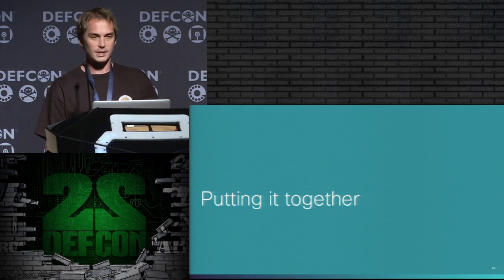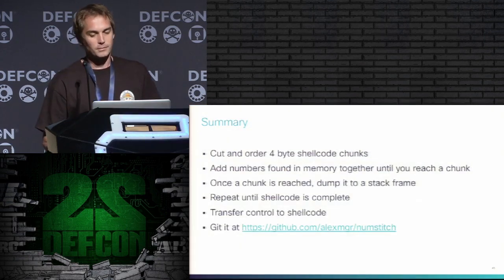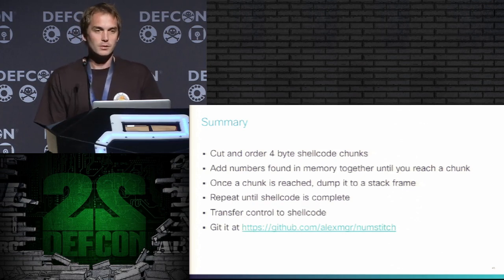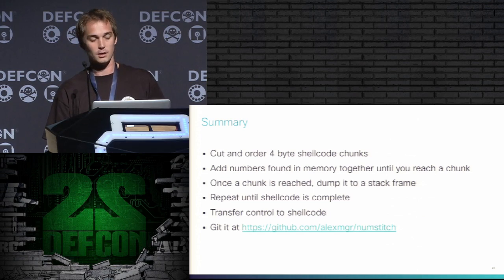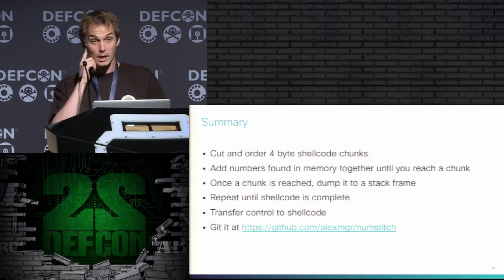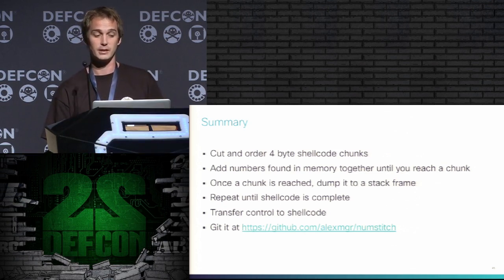Okay, so if I put all this together, you take your shellcode, you cut it, you order it, and you take the deltas. You look for numbers in memory, and you add them together until you reach the value of a chunk. Right? So here it means you've reached the value of your shellcode. Once that chunk is reached, you just dump it onto a stack frame you control. And you repeat that until the shellcode is complete, and in the end, you just transfer control over to your shellcode.